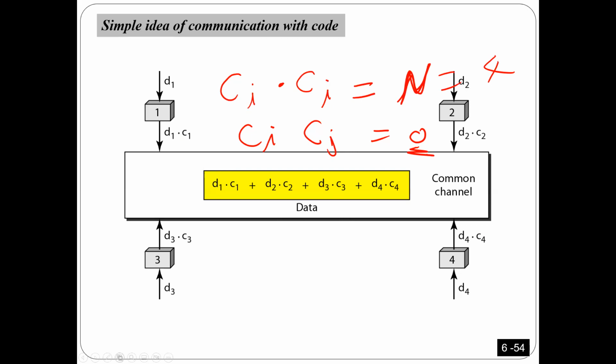Okay? But tell me again, after you add everything this way, how can you extract D1? How can you extract D3 and so on? Okay, very interesting. I'm going to tell you.